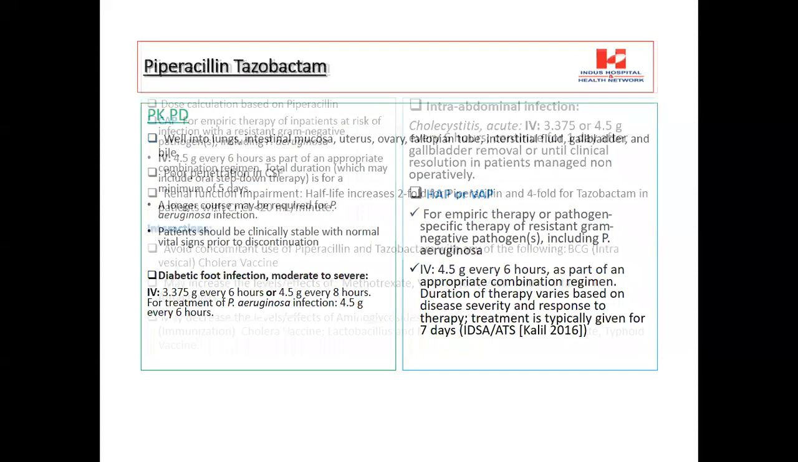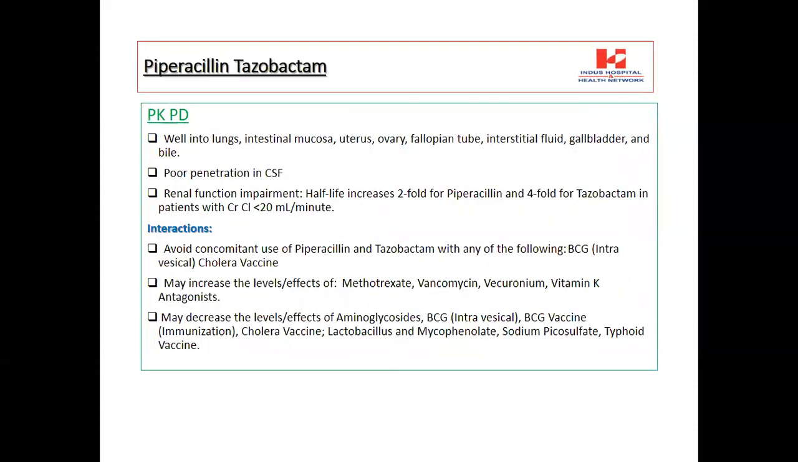This class of antibiotic has good penetration in the lungs, intestinal mucosa, uterus, ovary, interstitial fluids, etc. It also has good penetration in bile. So that can be good for such kinds of infections. And this antimicrobial has poor penetration in the CSF, so it could not be a good choice for meningitis cases.